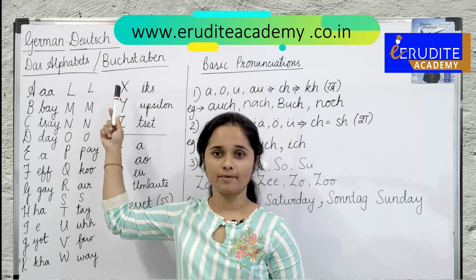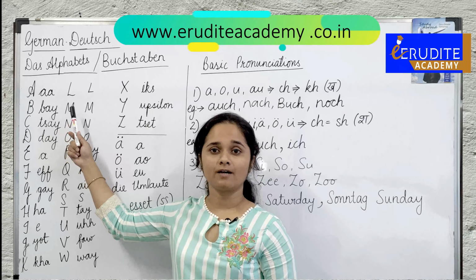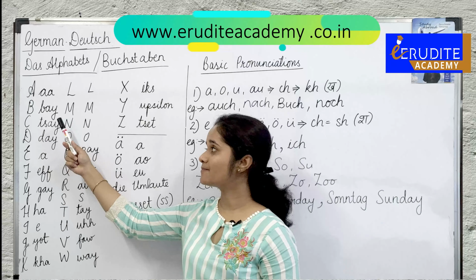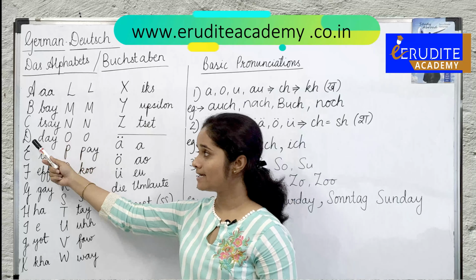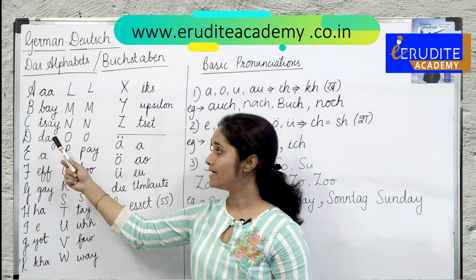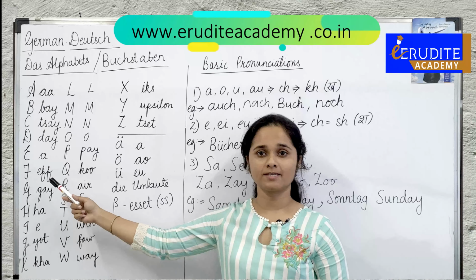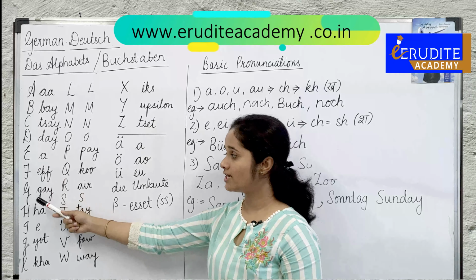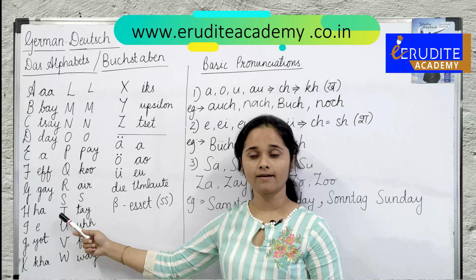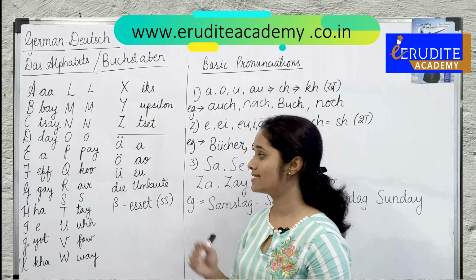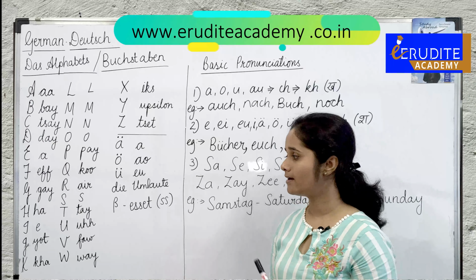So, here we go with the alphabets, and the alphabets are: A is pronounced as A, B is pronounced as B, C is pronounced as C, D is pronounced as D, E is pronounced as A, F will have the same pronunciation like English F, G has the pronunciation as G, H, Ha, I will have the pronunciation as English E. So this is I, which is E.